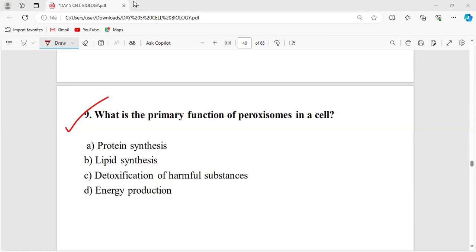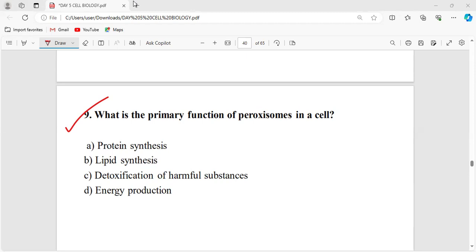Do peroxisomes have DNA? Do peroxisomes have ribosomes? Sorry, is ribosome present in the peroxisome? Obviously, no.